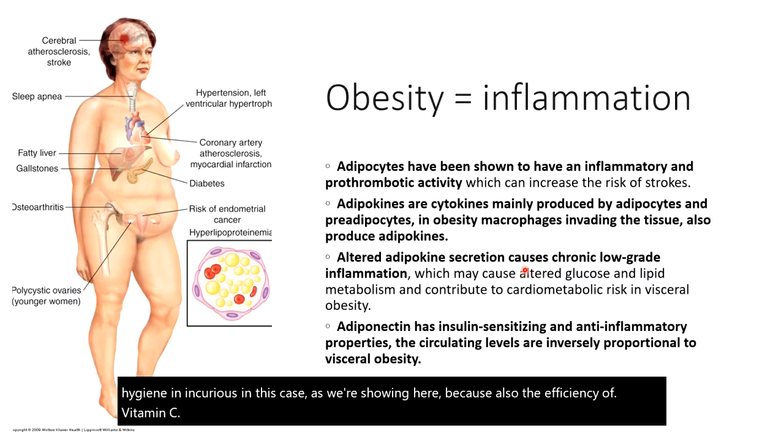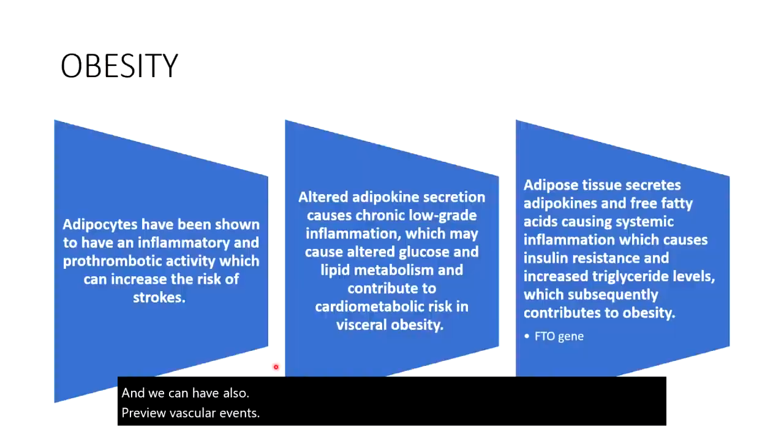If it's around the circumference of the abdomen, it will have predisposition for cardiovascular disease. And the main problem with obesity is not only the predisposition to cardiovascular disease, it's also that it will start with insulin resistance, will cause chronic low-grade inflammation, which may alter glucose and also lipid metabolism that will contribute to cardiometabolic risk in visceral obesity.